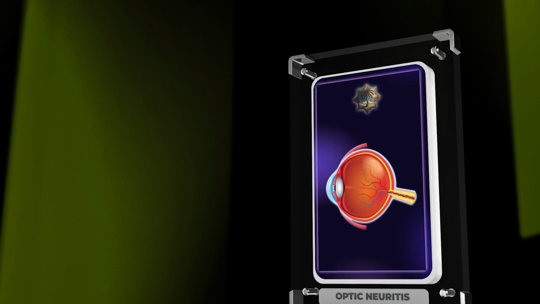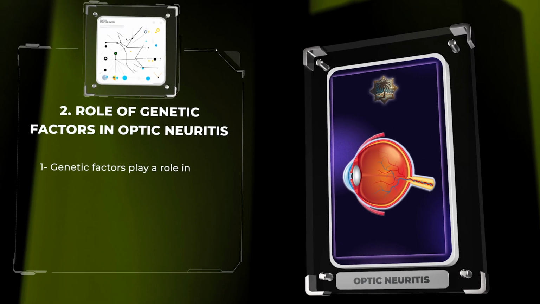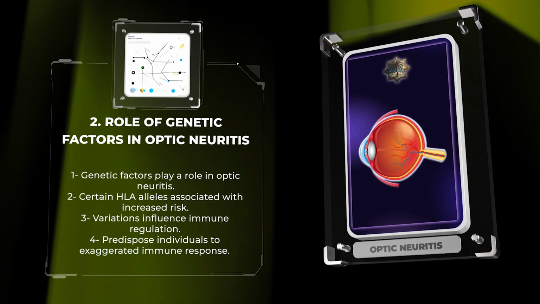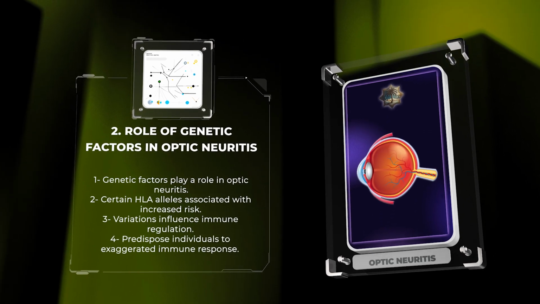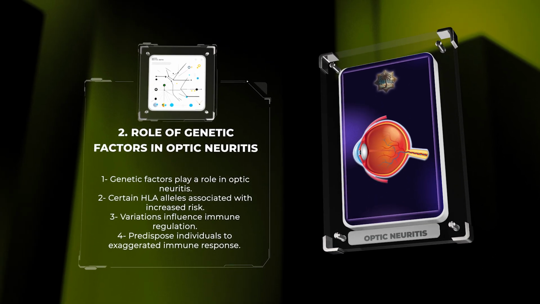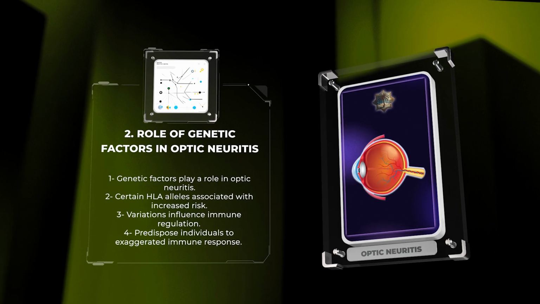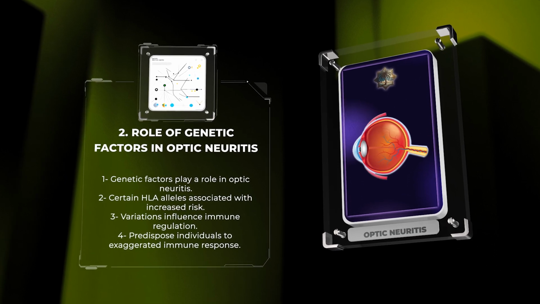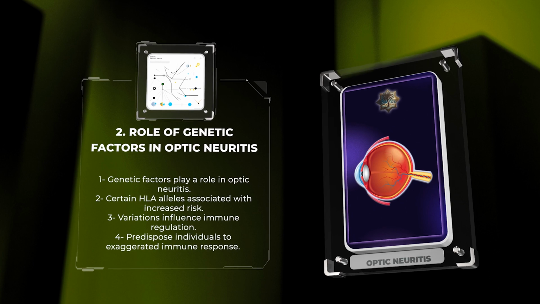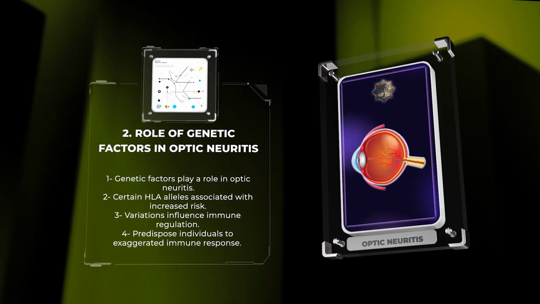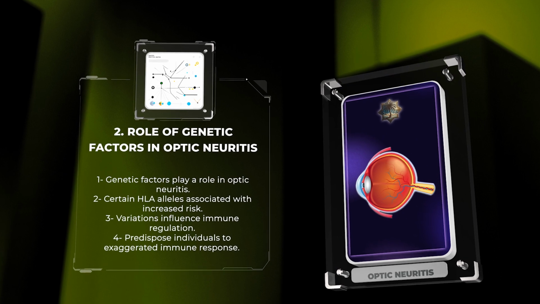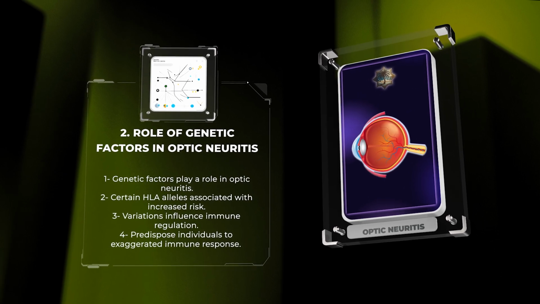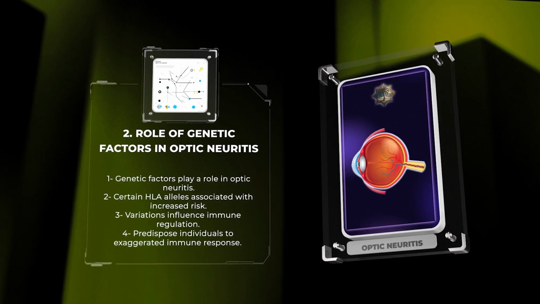Although optic neuritis is often considered a sporadic disorder, genetic factors have been found to play a role in its pathogenesis. Genome-wide association studies have identified certain human leukocyte antigen, HLA, alleles, such as HLA-DRB1*1501, to be strongly associated with an increased risk of optic neuritis development. These genetic variations may influence immune regulation and predispose individuals to develop an exaggerated immune response against the optic nerve.